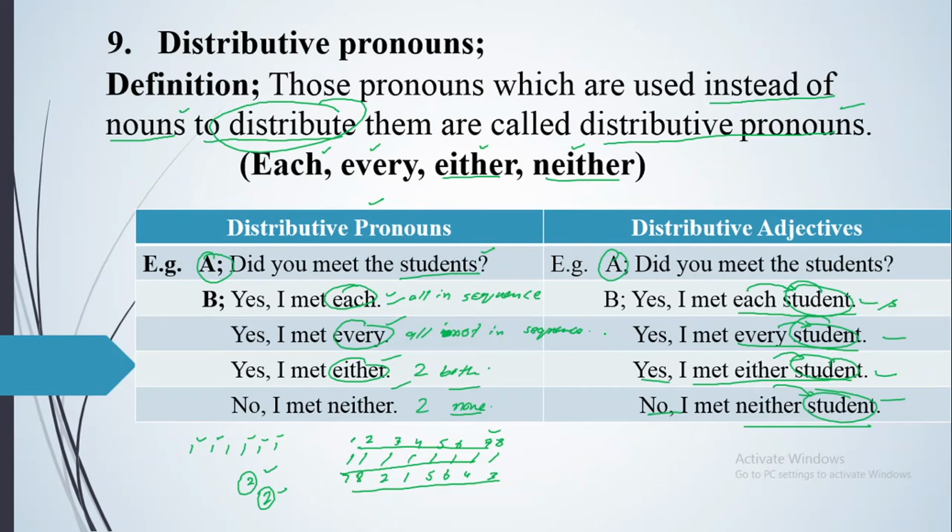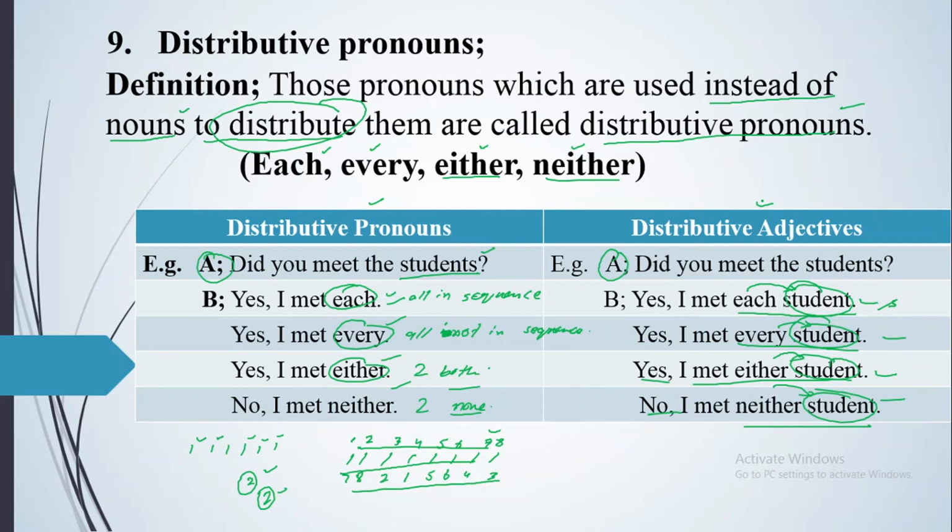What is the difference between the distributive pronouns and the distributive adjectives? Distributive pronouns do not need any noun, because you have already asked, did you meet the students? Yes, I met each means I'm talking about the students, because you already know the question. I met each, I met every, I met either, I met neither. If I say I took each, as an adjective, then you will not come to know what I have taken. So there the noun is necessary. If I am directly replying to a question you have asked, I will answer with the distributive pronouns. Like you asked me, did you meet the students? Then I say I met each, I met every, I met either, I met neither.